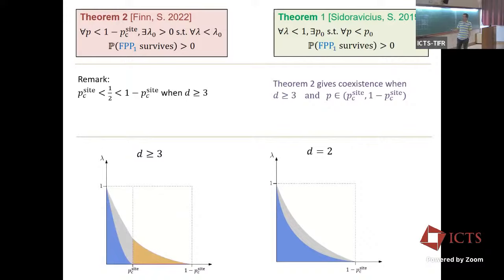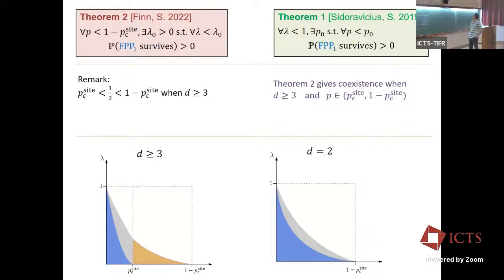To the left, we don't know about coexistence. There is a regime where only type 1 survives, but we don't know coexistence here. So it would be very interesting to get a regime of coexistence to the left of pc site. In dimension 2, we don't know coexistence at all. The gray region here just means I don't know what happens. In dimension 2, we don't know a regime of coexistence at all. It would be really interesting to know whether there is or isn't coexistence in dimension 2. Any question about the result?